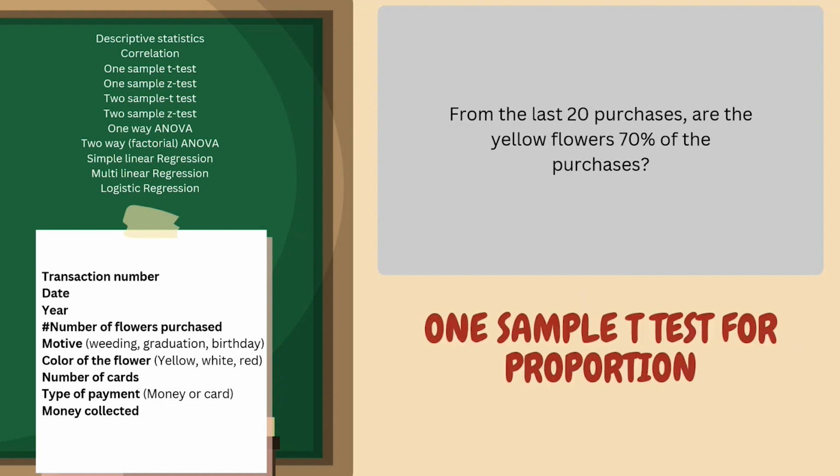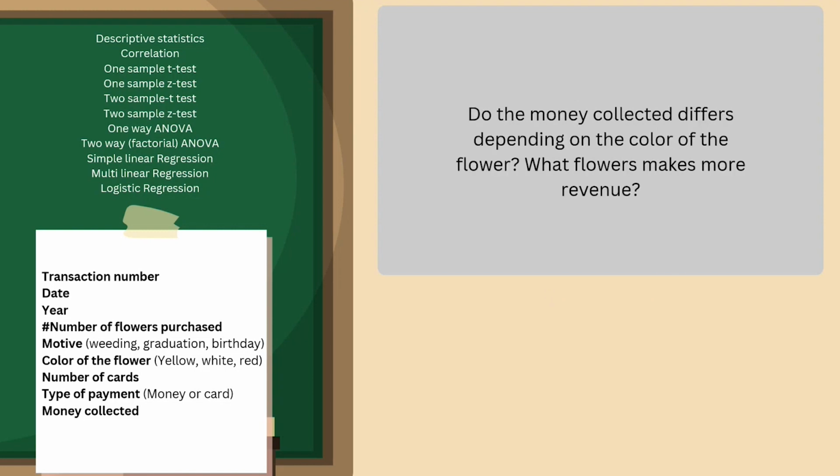One sample t-test for proportion. It is a t-test because our sample is the last 20 purchases. A sample is smaller than 30. And it is just one sample instead of two samples because we are not comparing two variables. We are comparing one, the revenue, with a given value, which in this case is a proportion. The right approach would be to filter the data to get just the information from the last 20 purchases and then run the t-test.